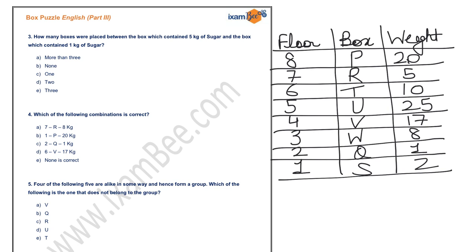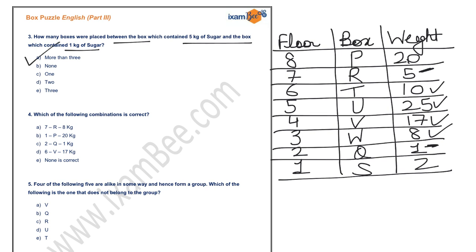Now your third question is, how many boxes were placed between the box which contain 5 kg sugar and the box which contain 1 kg sugar. So this is the box which contain 5 kg sugar and this is the box which contain 1 kg sugar. So you can count the number of boxes, that is 1, 2, 3 and 4. So 4 is the correct answer. So the answer for this question is more than 3.